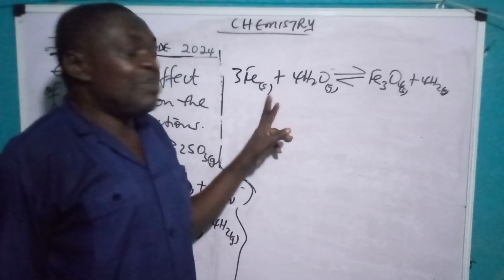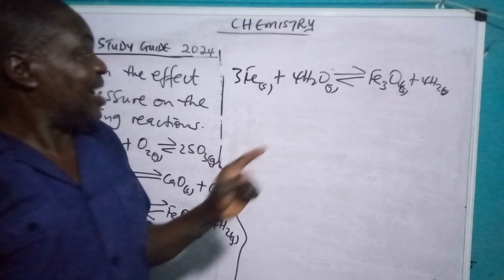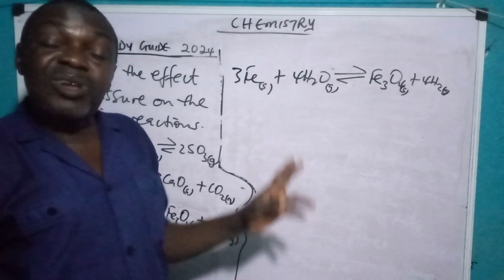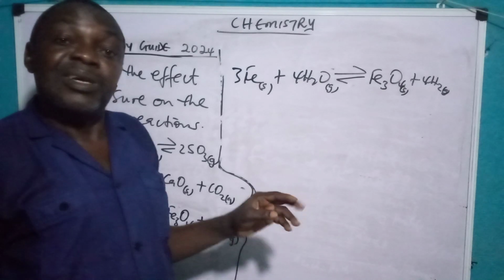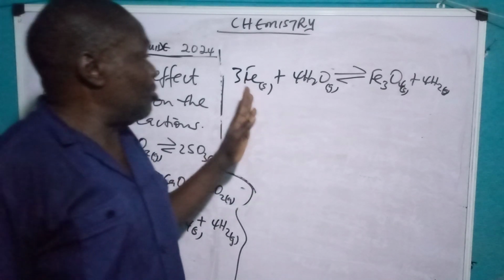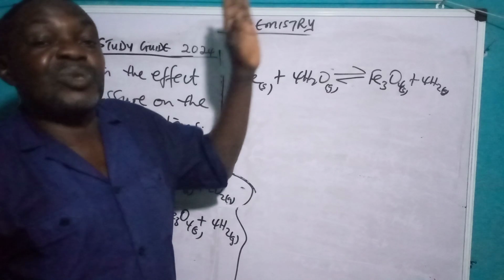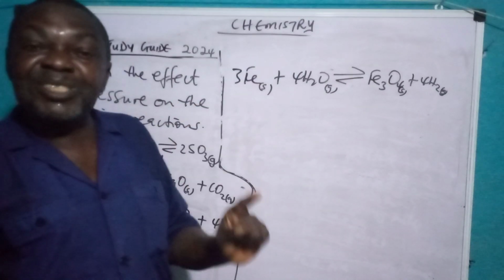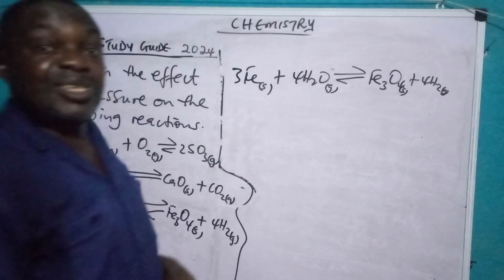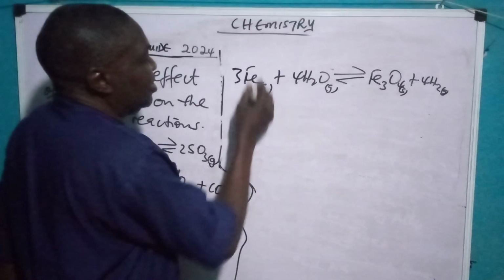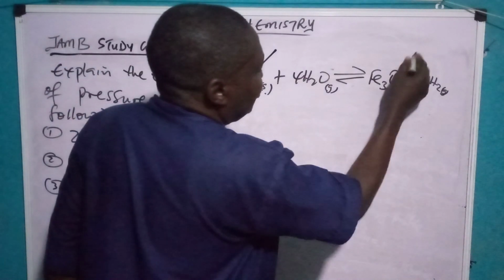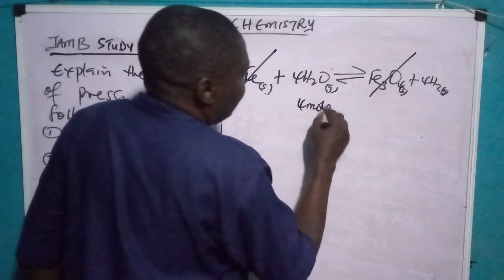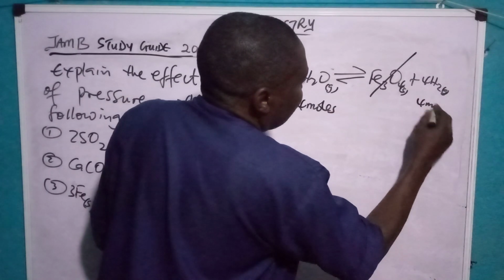If you look at it, remember we said for pressure to affect any reaction in equilibrium, the number of moles of gaseous molecules on the left hand side must not be equal to that on the right hand side. First of all, solids have no effect because their concentration is fixed, they are constant, so they have no business with the equilibrium constant. So you see this solid, you remove it. You check again, this solid, you remove it. What is left is 4H2O, so you now consider it 4 moles. Consider this one again, 4 moles.